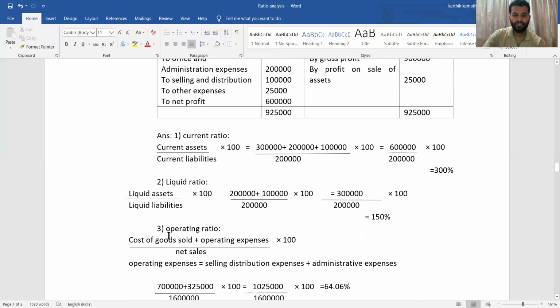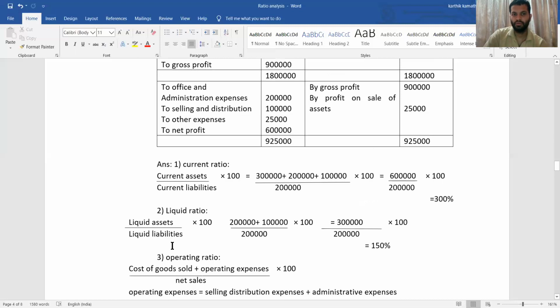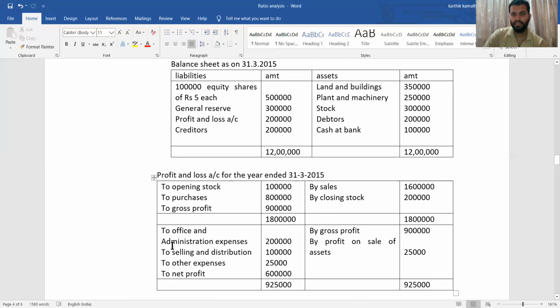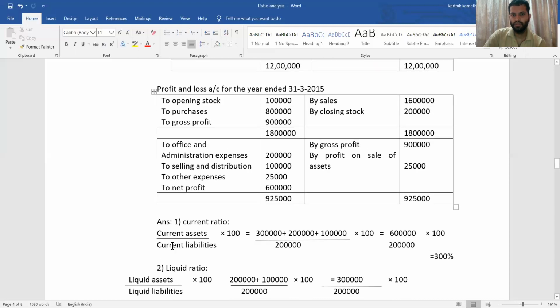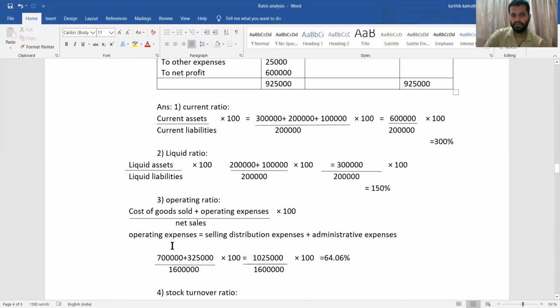Third one is operating ratio. The formula for operating ratio is cost of goods sold plus operating expenses divided by net sales into 100. Operating expenses is equal to selling and distribution expenses plus administrative expenses. So cost of goods sold: how to calculate cost of goods sold? That is sales minus gross profit. Once you do sales minus gross profit, you'll get cost of goods sold.